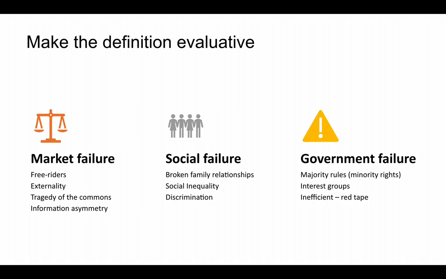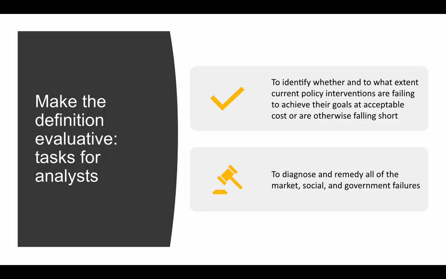Now, the first thing we need to think about is the theory. Generally, when we say there's a problem, either the market has a problem, or the society has a problem, or the government has a problem. So we can largely refer to three different failures: market failure, social failure, and government failure. When we talk about the specific problems, we are going to refer to these as well.